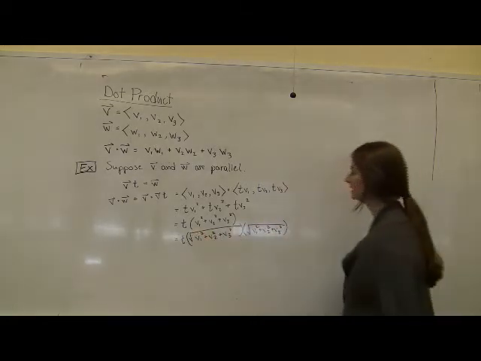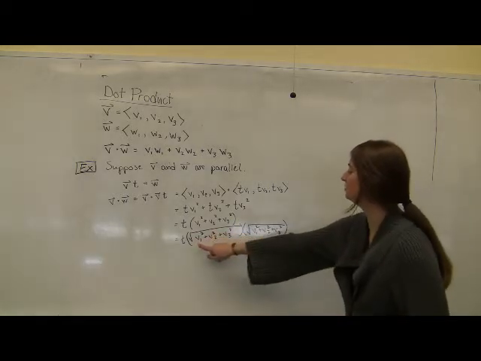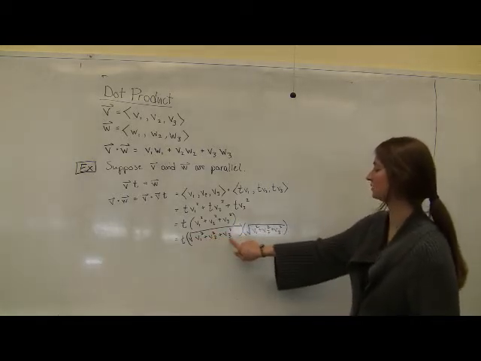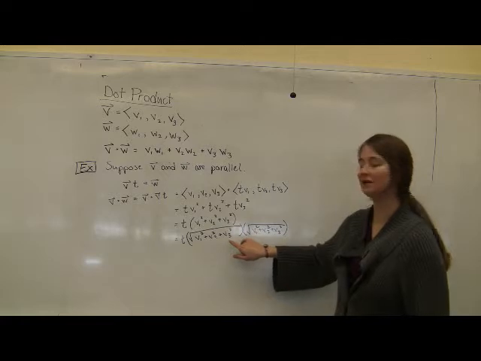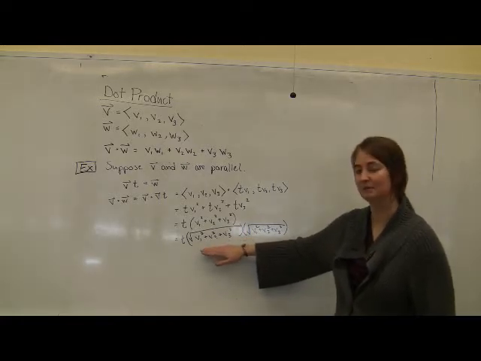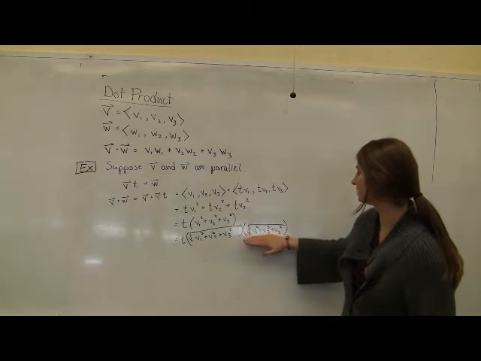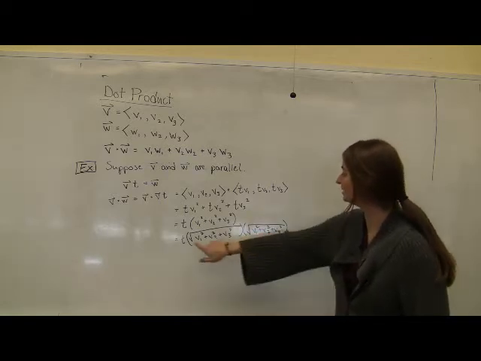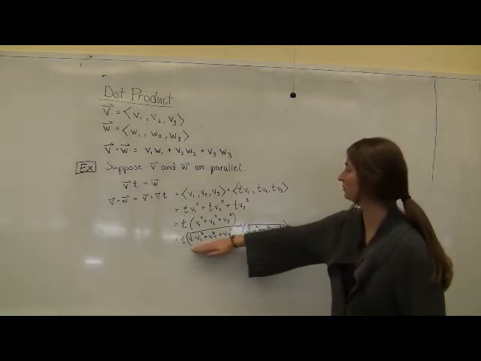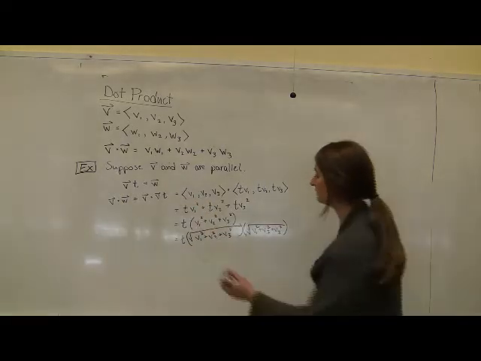Why did I do this? Notice that the square root of v1 squared plus v2 squared plus v3 squared is something that we've seen before. This is actually the magnitude of v1, and this is the magnitude of v1 a second time. And when I look at t times the magnitude of v1, well, that's just the magnitude of w.